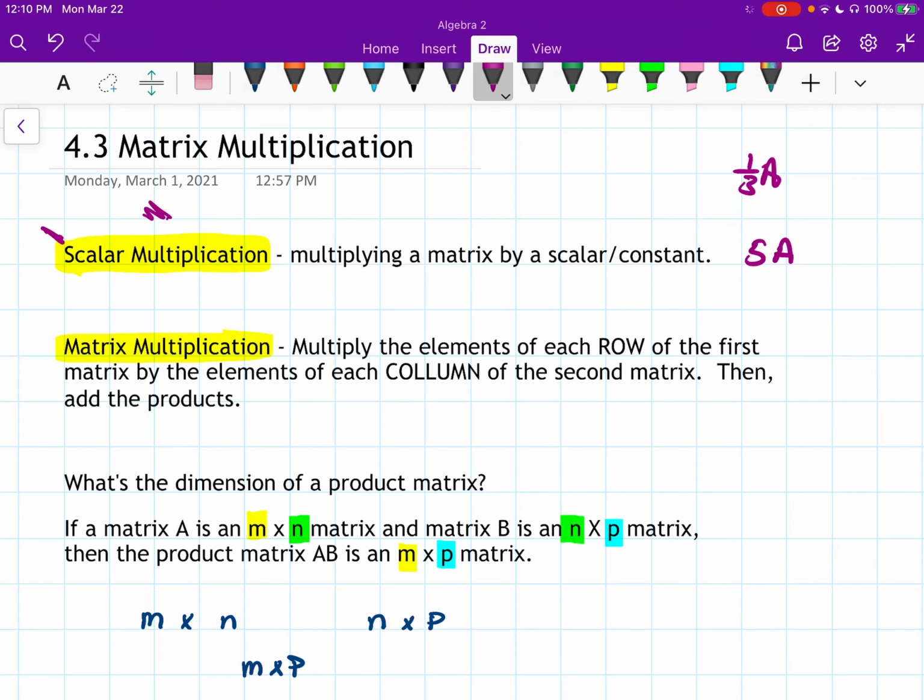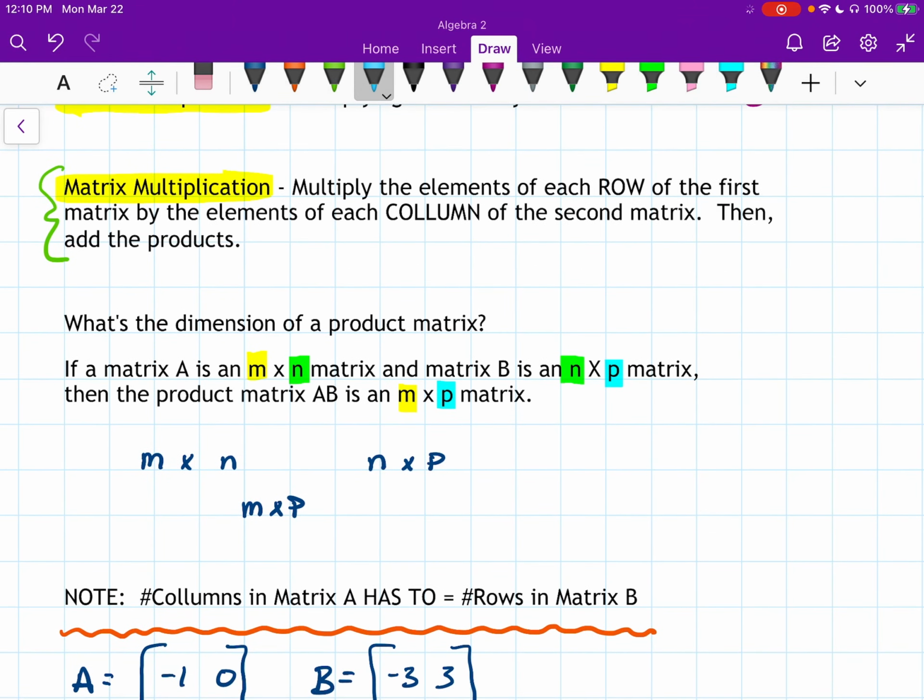Matrix multiplication, though, this is where it gets much more tedious, maybe is the word. Multiply the element of each row of the first matrix by the element of each column in the second matrix, and then add the products. Now, I don't expect that to make a whole lot of sense right now. I'm going to do it, and hopefully you will understand whenever I do it. But for starters, we need a couple more definitions.